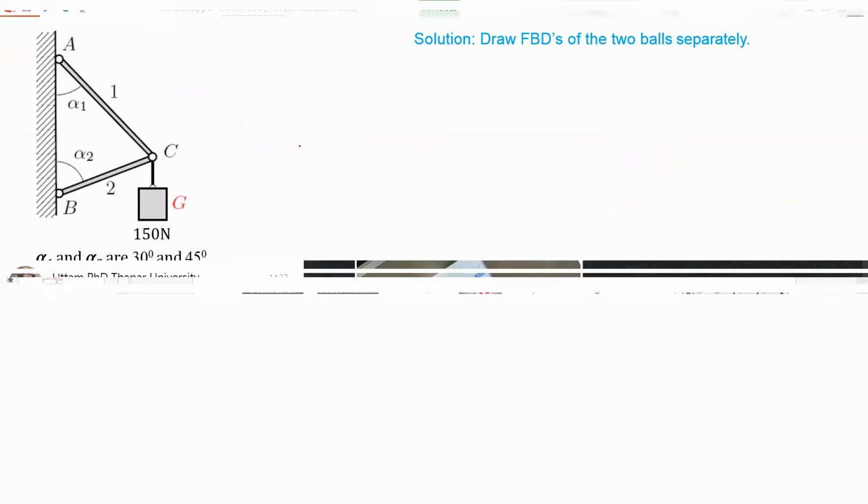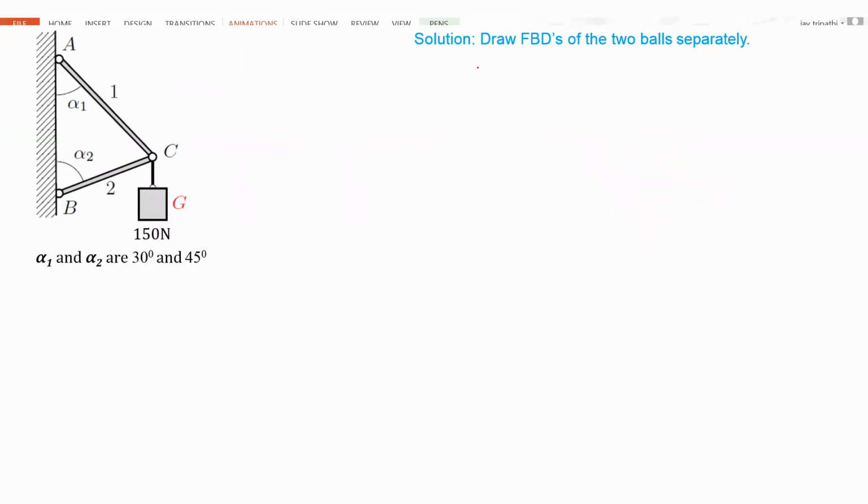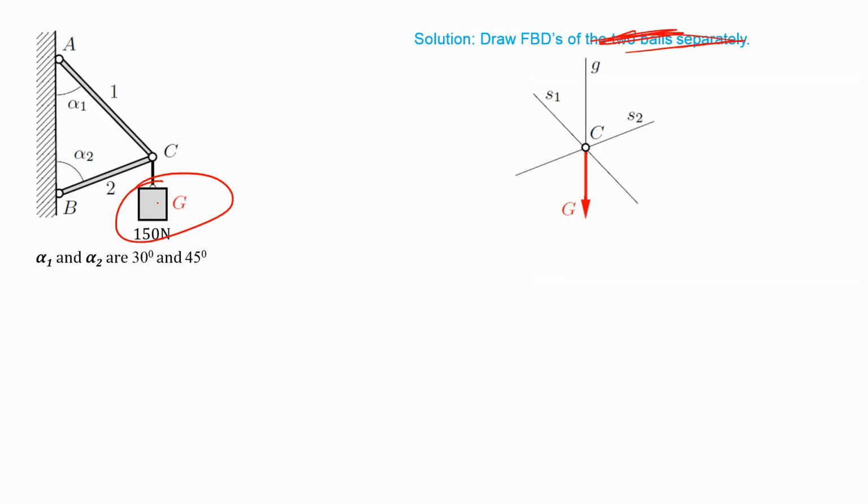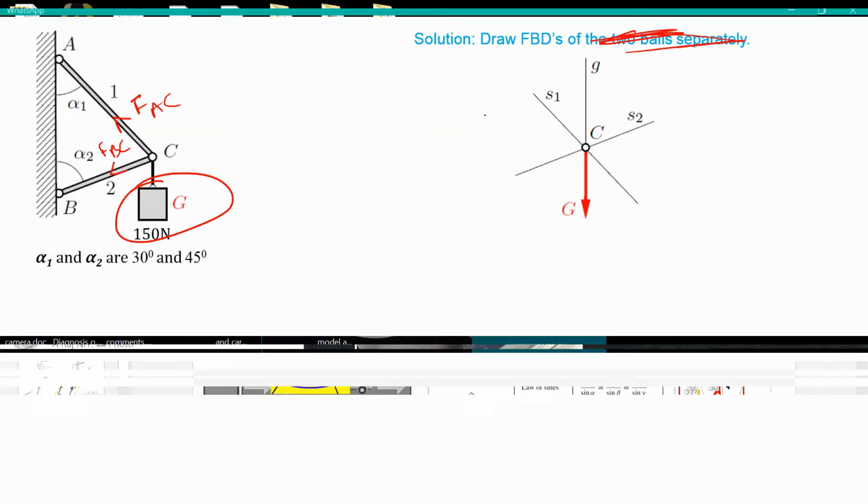Okay, so here one more problem is given, so we can solve it. It is a very simple problem. This external load of 150 Newton is acting on the two links, and you are asked to find out this force, let's name it FAC, and this force, let's name it FBC. So you have to find out these two forces.